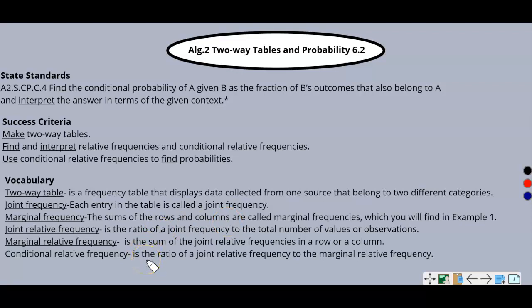Joint relative frequency is the ratio of a joint frequency to the total number of values or observations. Marginal relative frequency is the sum of the joint relative frequencies in a row or a column. And conditional relative frequency is the ratio of a joint relative frequency to the marginal relative frequency. Again, there's lots of new terminology we're talking about. Hopefully, as we go through examples, some of these definitions will become more clear.